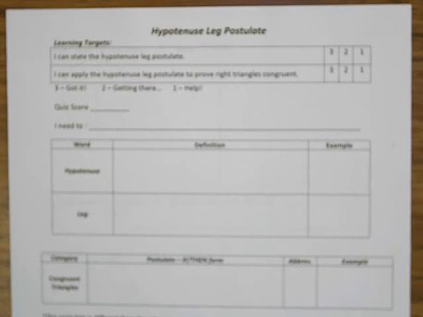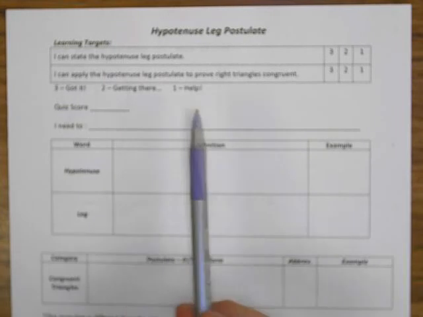Okay, our final lesson in this unit is called the hypotenuse leg postulate, and it is actually going to be a fourth way to prove triangles congruent. So if you remember earlier in the chapter, we learned side, side, side, and angle, side, angle, and so this will be our fourth, but it is for a special type of triangle, and if you read the targets, you will see that.